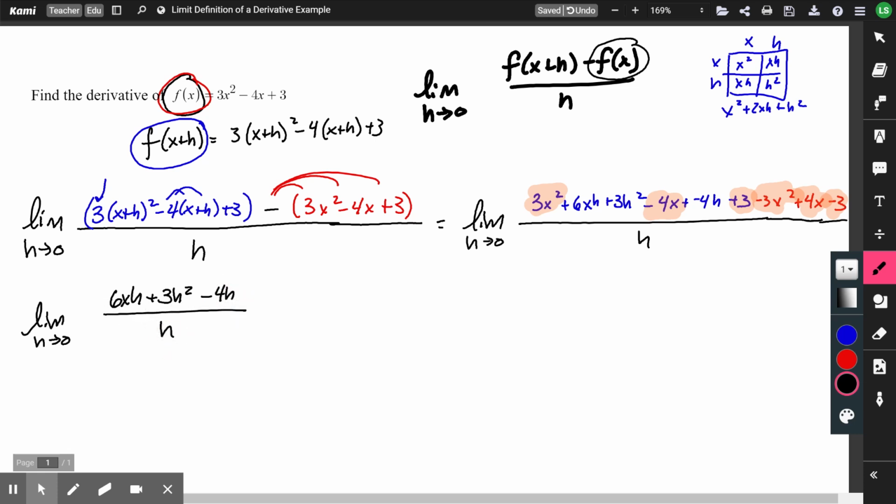Now I still can't do my direct substitution and plug in h equals 0 because I will end up with 0 over 0 still. So that means I do have to factor a little bit, and on the top I do have a greatest common factor of h. I'm going to cancel out the h's.